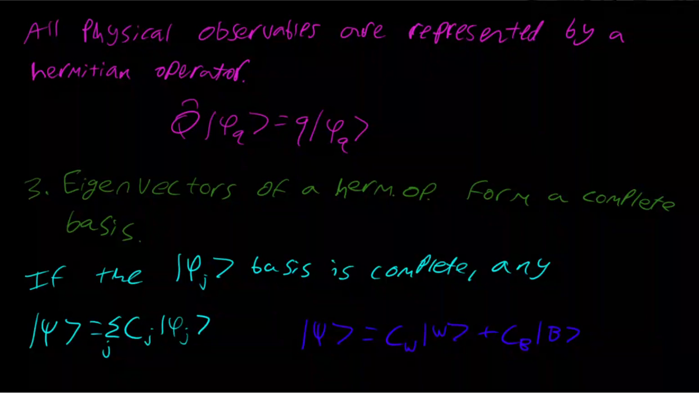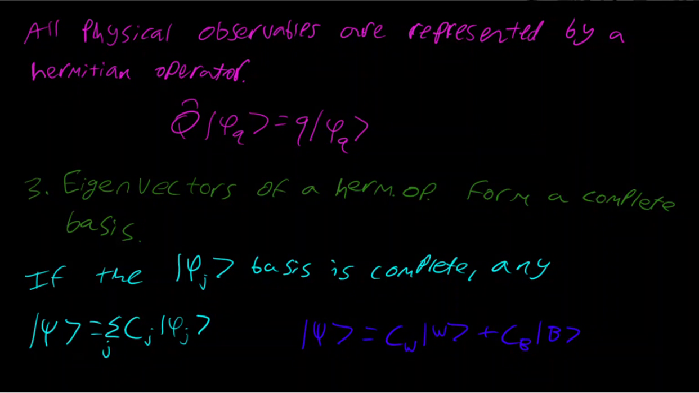So with those three properties, we can state this. All physical observables are represented by a Hermitian operator with this eigenvalue equation, and we're going to be dealing with those operators for the rest of this course.